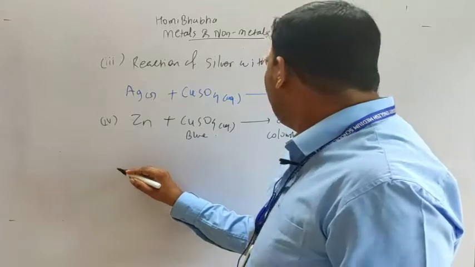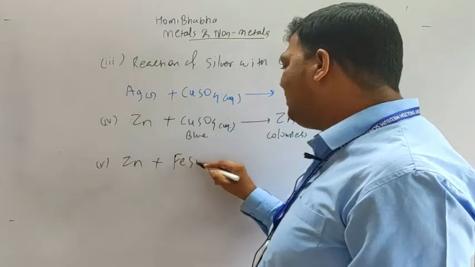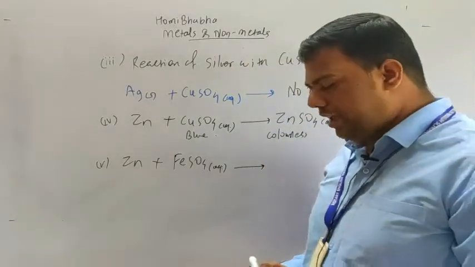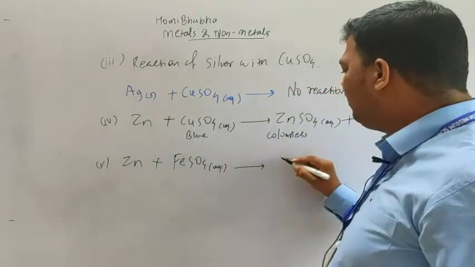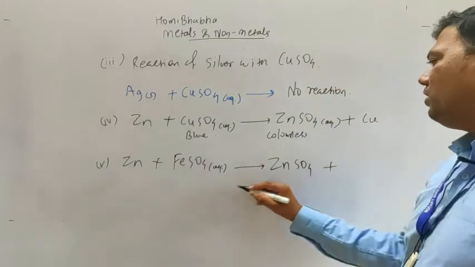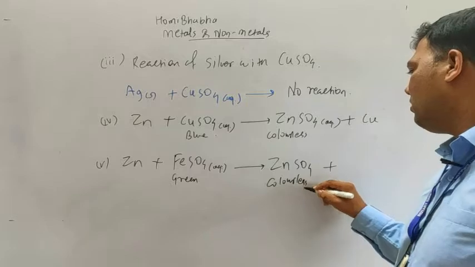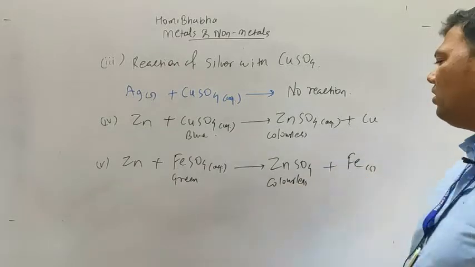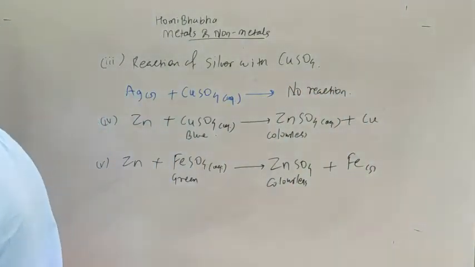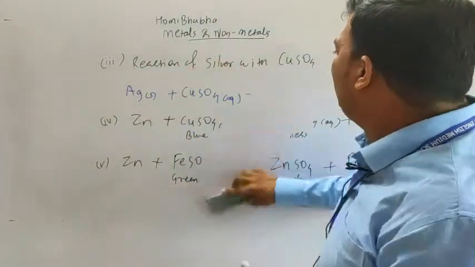Suppose you took the fifth one, Zn plus iron sulfate. Here zinc can displace iron. Yes, iron is displaced. So what will you get? ZnSO4, which is colorless, while the iron sulfate is green, plus iron solid. So these are simple reactions. Next we will see an example where silver is displaced.